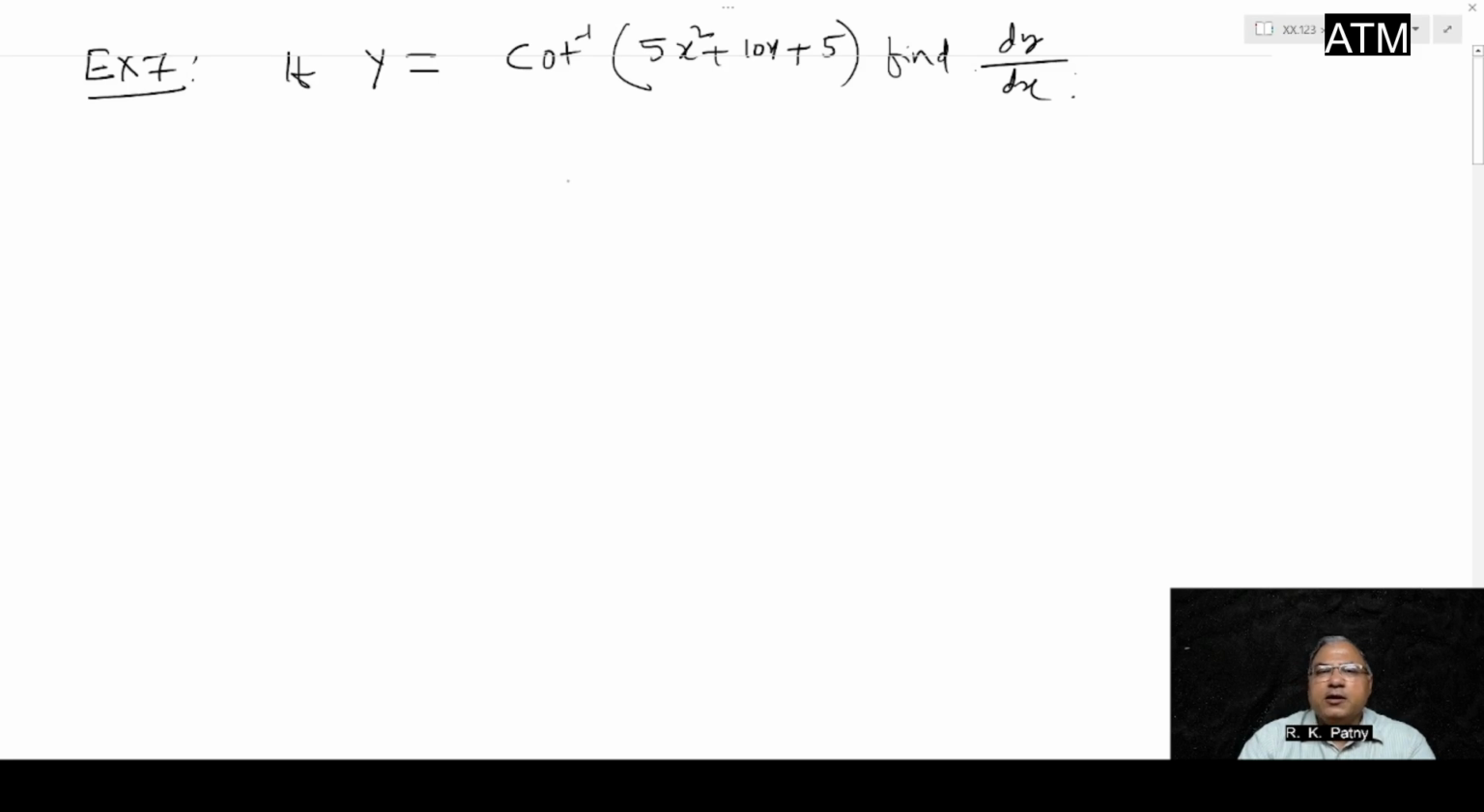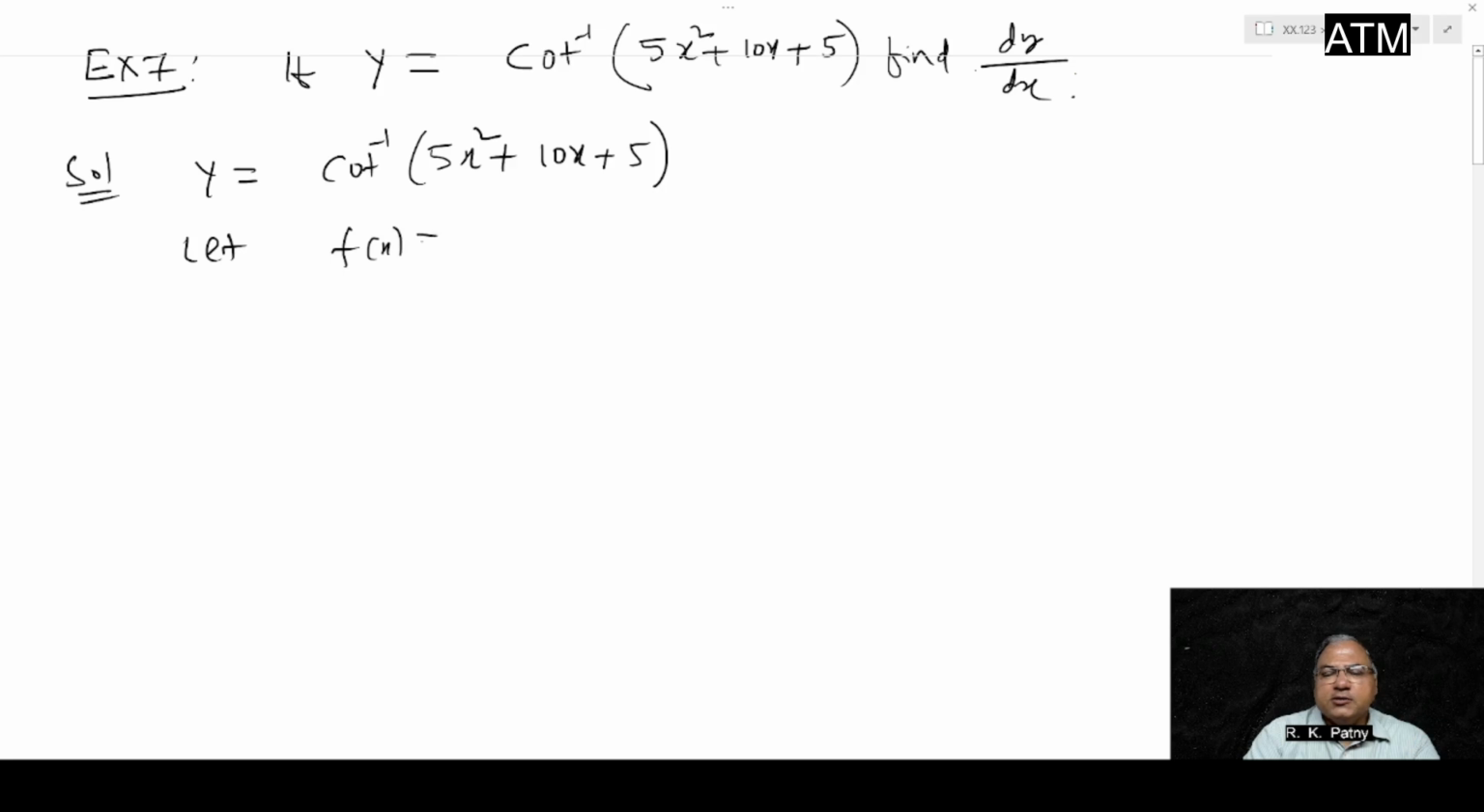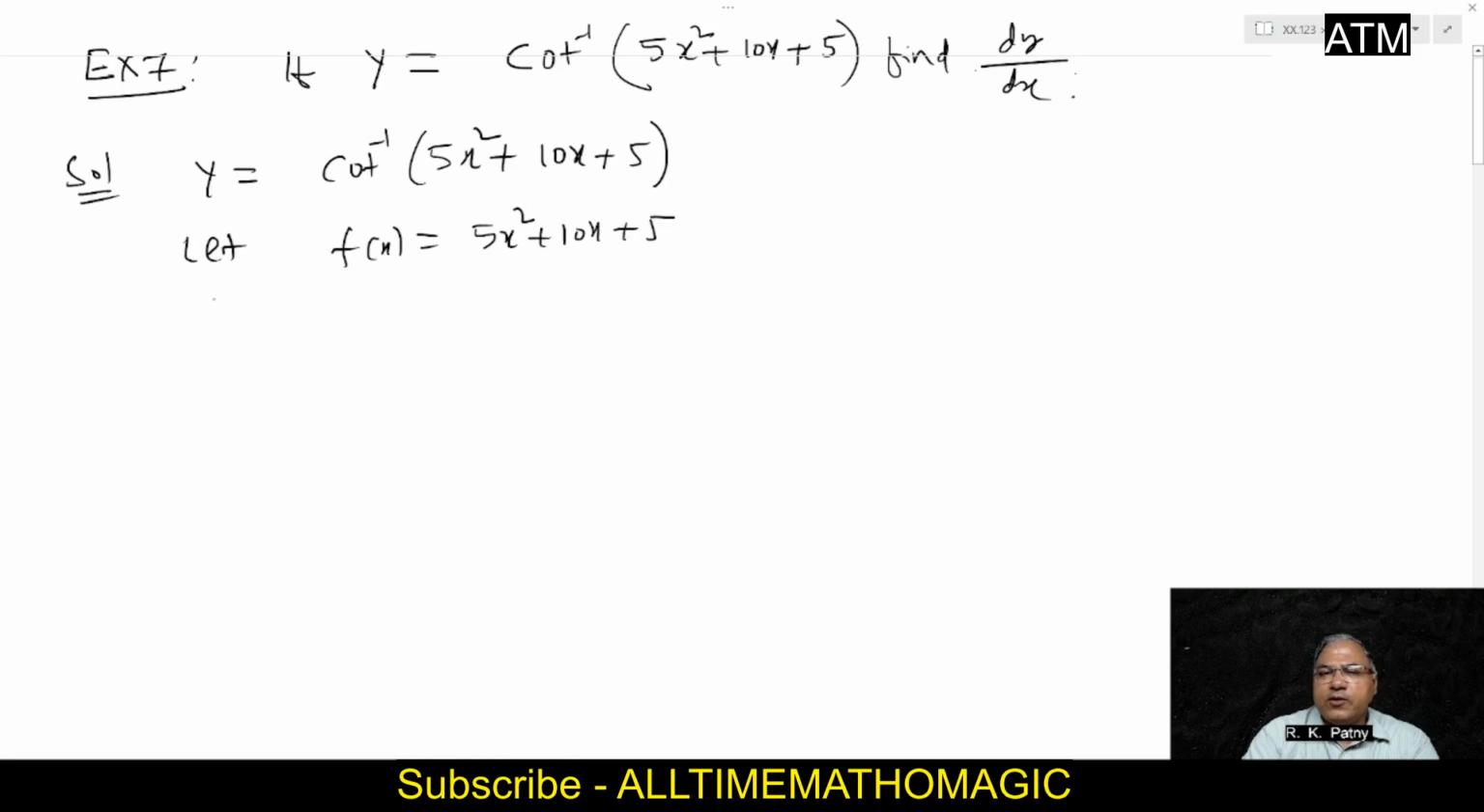Next example, example number 7. If y equals cot inverse of 5x square plus 10x plus 5, find dy by dx. Solution: y equals cot inverse of 5x square plus 10x plus 5. Let f of x equal 5x square plus 10x plus 5. Therefore y equals cot inverse of f of x.